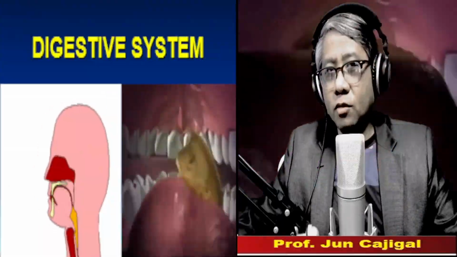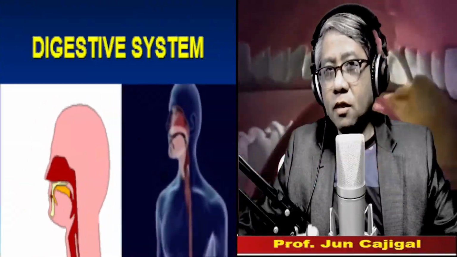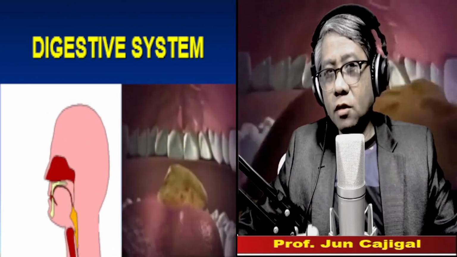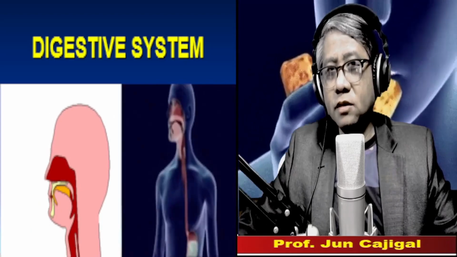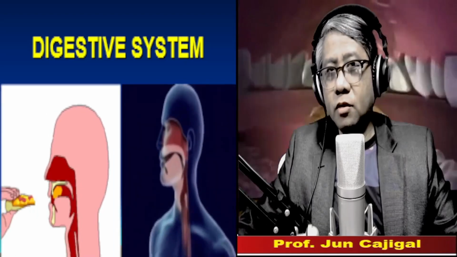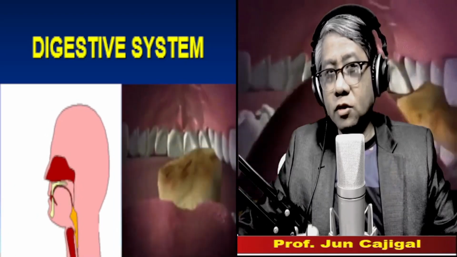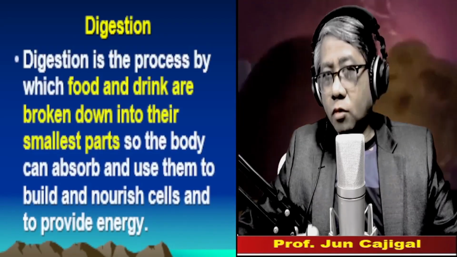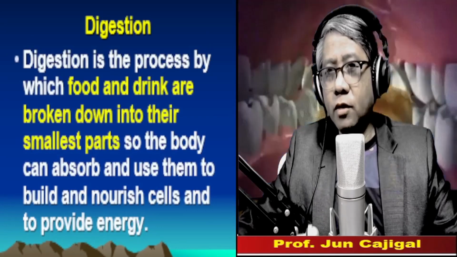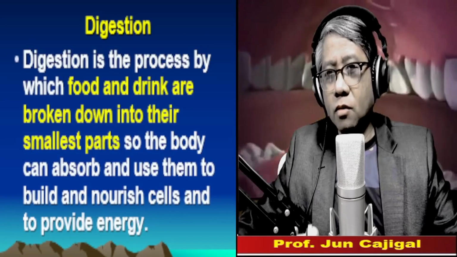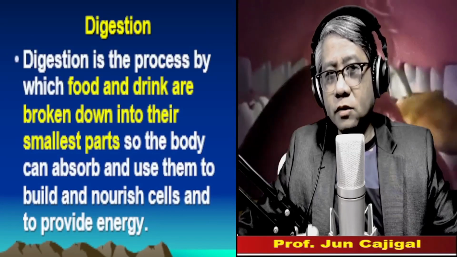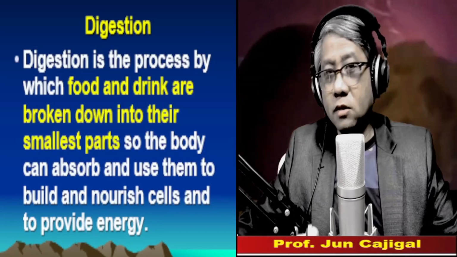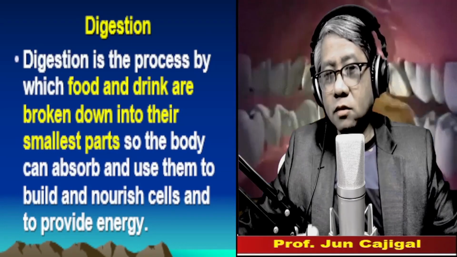Hello and welcome to this online lecture on the digestive system. Now, before we go into the details of the digestive system, I guess it is proper that we first define what digestion is. Digestion basically is the process by which food and drink are broken down into their smallest parts. Now, we know that food contains carbohydrates, lipids, and proteins.